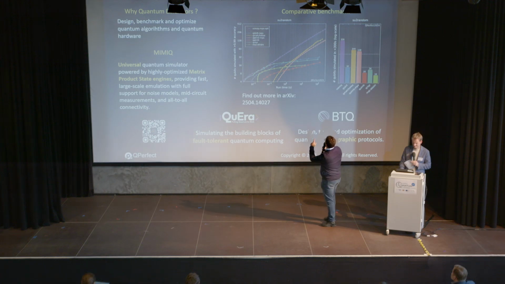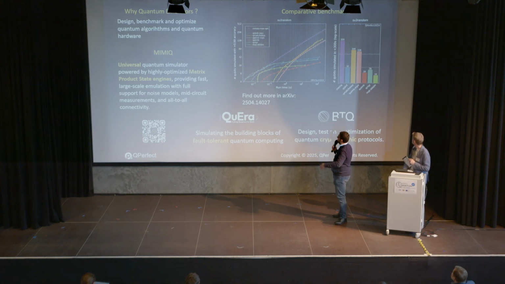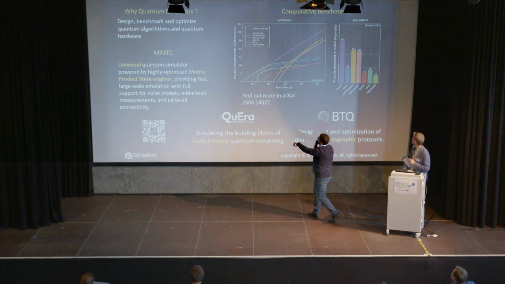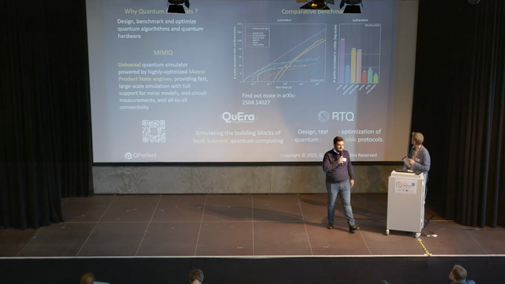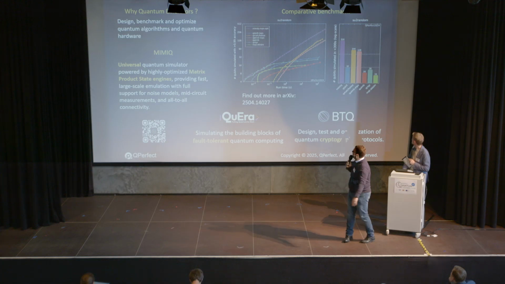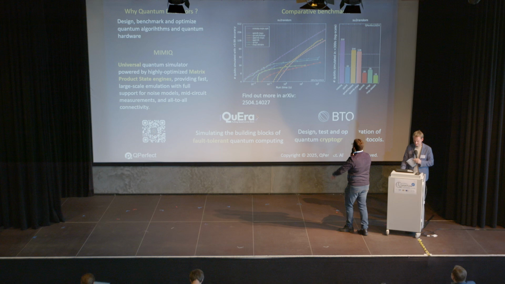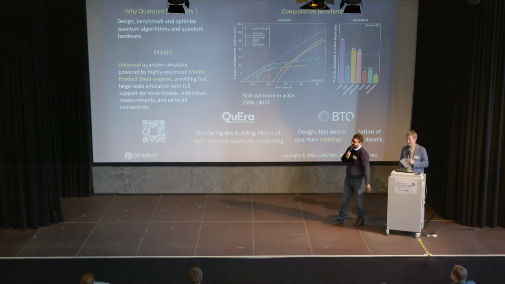And how fast is it? We have a comprehensive benchmark of different simulators, and MIMIQ is also part of it. For example, here you can see the runtime and the number of qubits simulated with accuracy of more than 99%. You can see that higher is better, and MIMIQ is the highest one. You can read more in the arXiv paper.